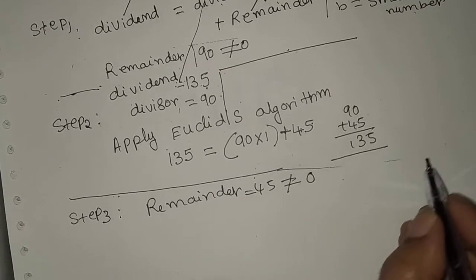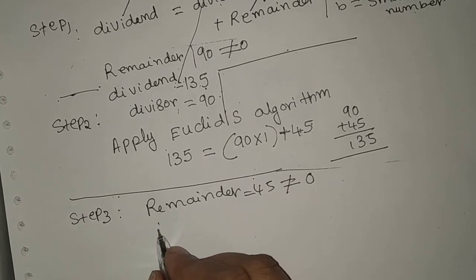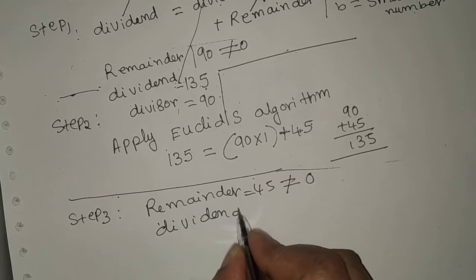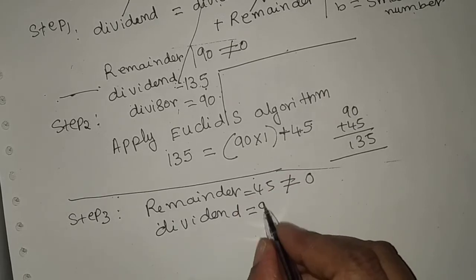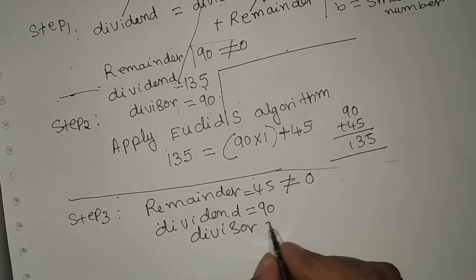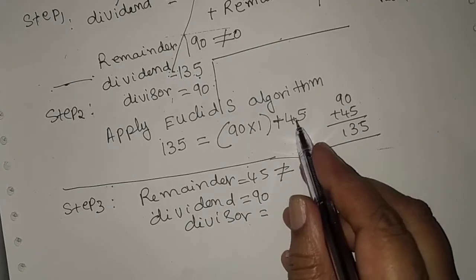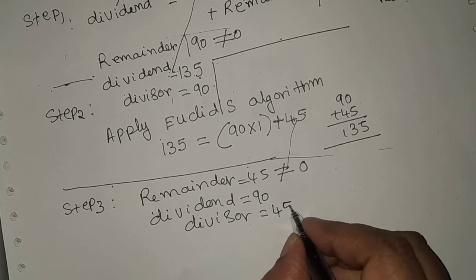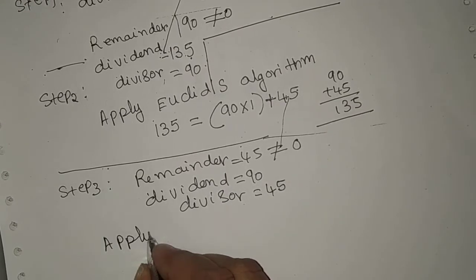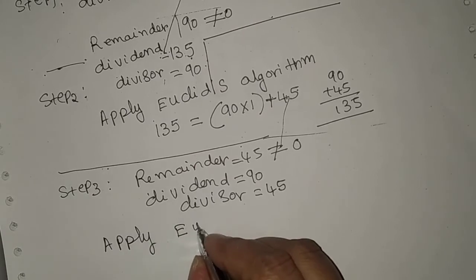0. Then what happens? Step 3, we have to take new dividend. Which is the dividend here? The dividend will be 90, and the divisor will be how much? That is 45. 45 we have to take. Again apply Euclid's algorithm.